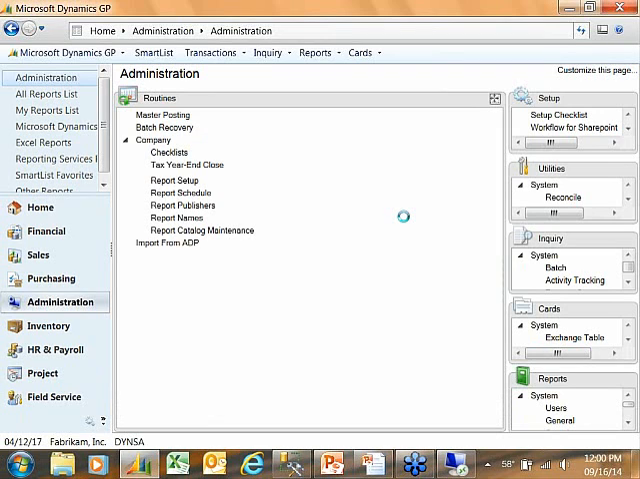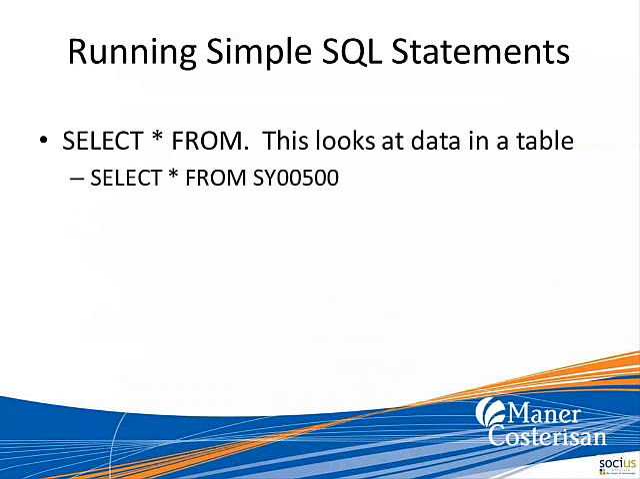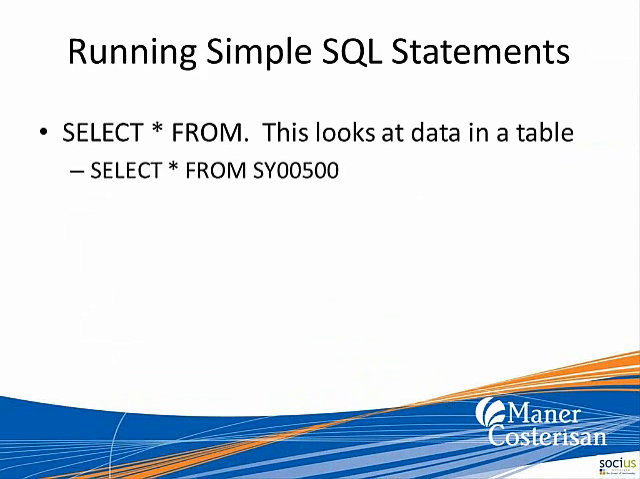But most probably, the batch is stuck for another reason. You've got to use the SQL Management Studio to get it unstuck. So, running simple SQL statements. We've gone through this already with the activity. Select star from. Star means everything, by the way. So when you say select star from, this looks at all the data that's in a particular table. For example, the statement we are about to run, select star from SY00500. Why is it that? Well, that is the table.